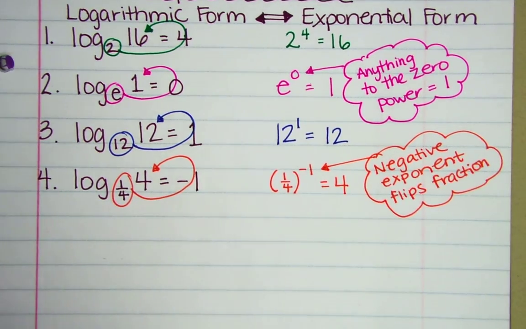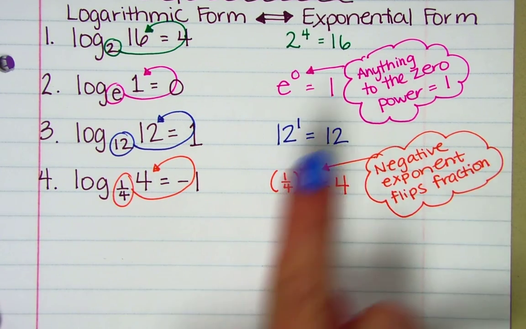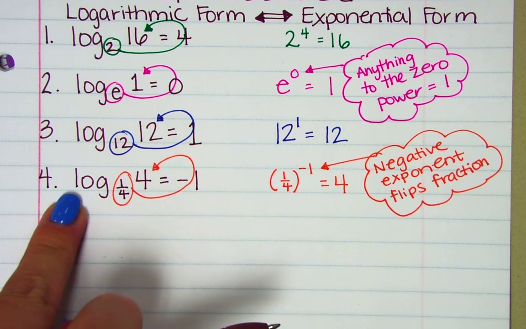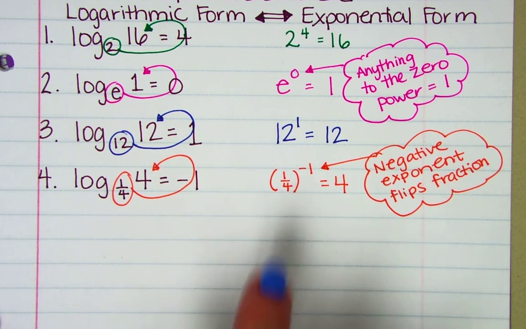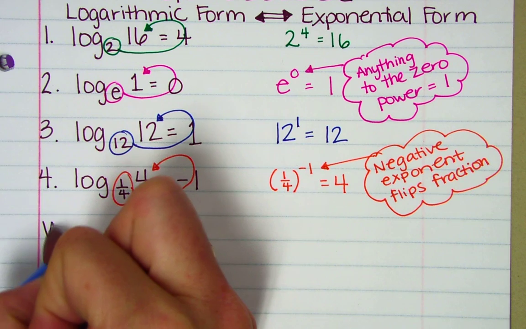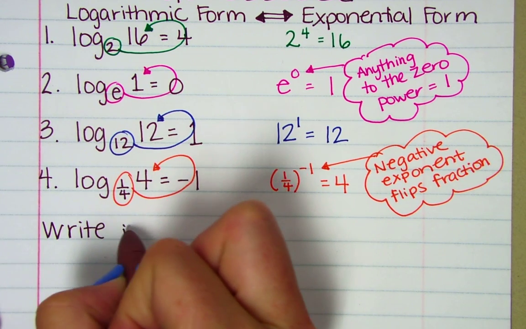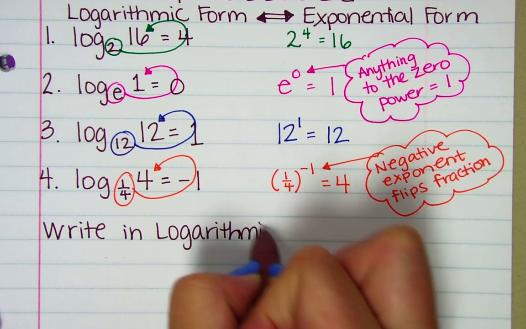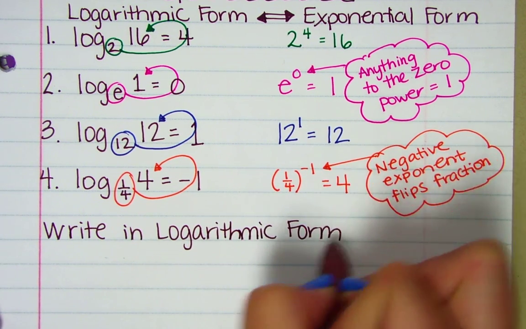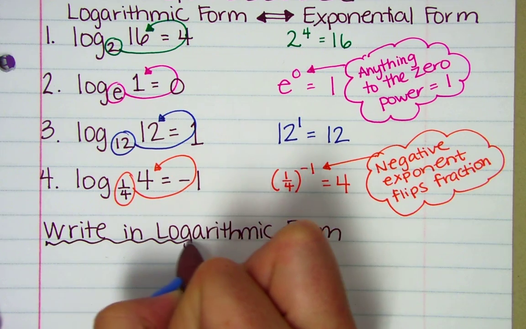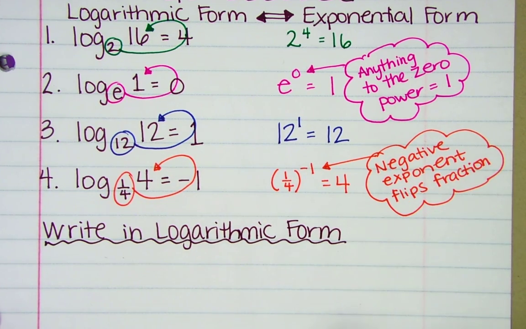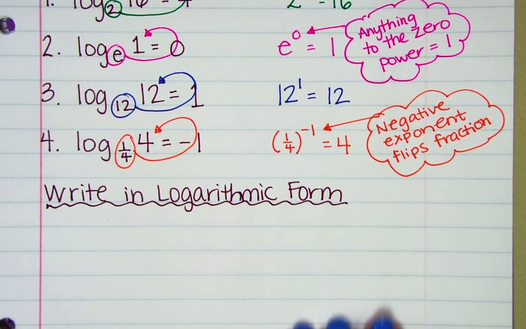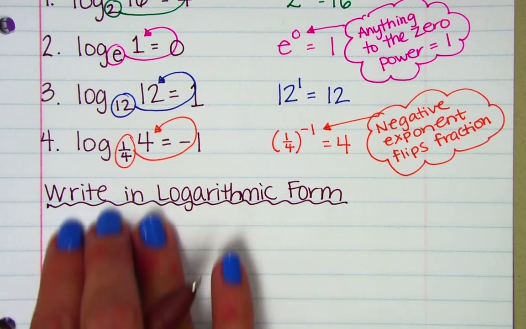Okay, now we're going to go from this column to the logs. The first few they gave us log, we went to exponential. Now we're going to go from exponential to log. So they're going to say write in logarithmic form. So now the exponential is going to be our problem, and our answer is going to go over here.